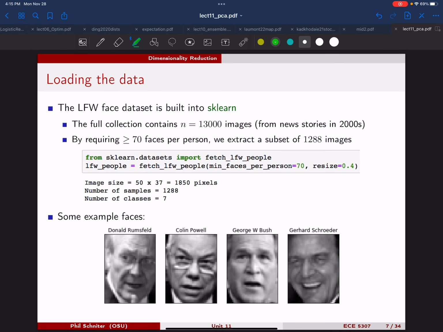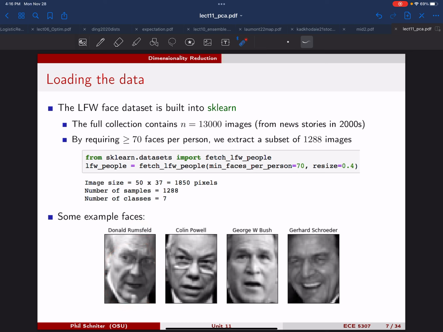So this data set in total contains 13,000 images. The images look kind of like these. These are just 4 examples. And the data set has an image, and it does have a label. It has the label of the person who's being shown in that image.